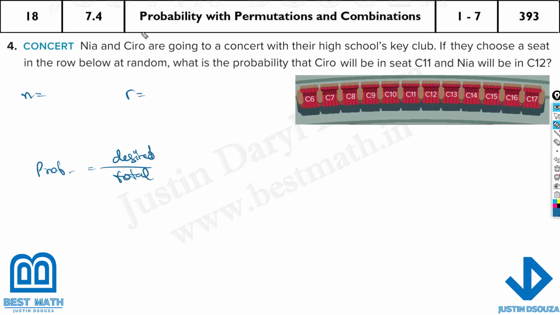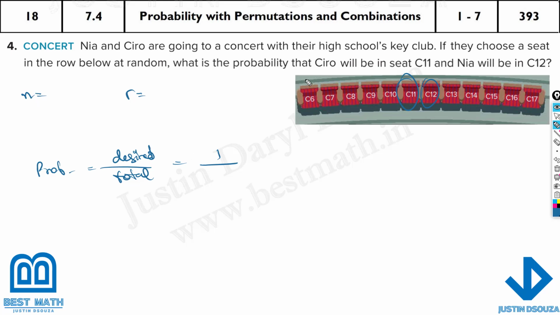Let's read this problem. Nia and Zero are going to a concert with their high school's key club. If they choose a seat in the row below at random, here are the seating, what is the probability that Zero will be in seat C11, this one, and Nia will be in seat C12? See, look at that. The seats are specified. There's only one desired possibility that Zero will be over here and Nia will be at C12.